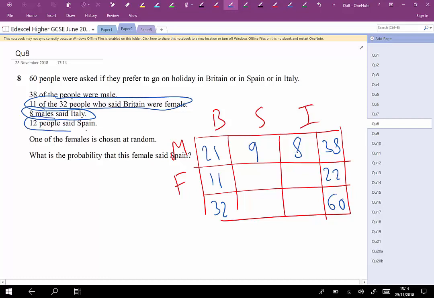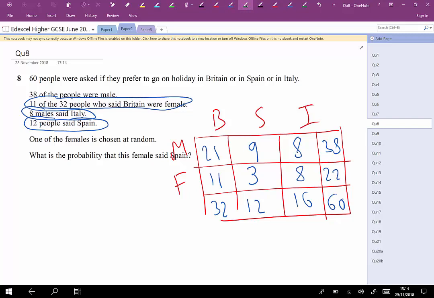Okay. 12 people said Spain. 12 goes in there. So 9 and 3 makes 12. Got to make 22. I've got 14, so I need another 8 there, which makes 16 goes in there. You're in the exam. Don't chance it. I would do a check. Does 32 plus 12 plus 16 in fact add up to 60 along the bottom there? Yes, it does.